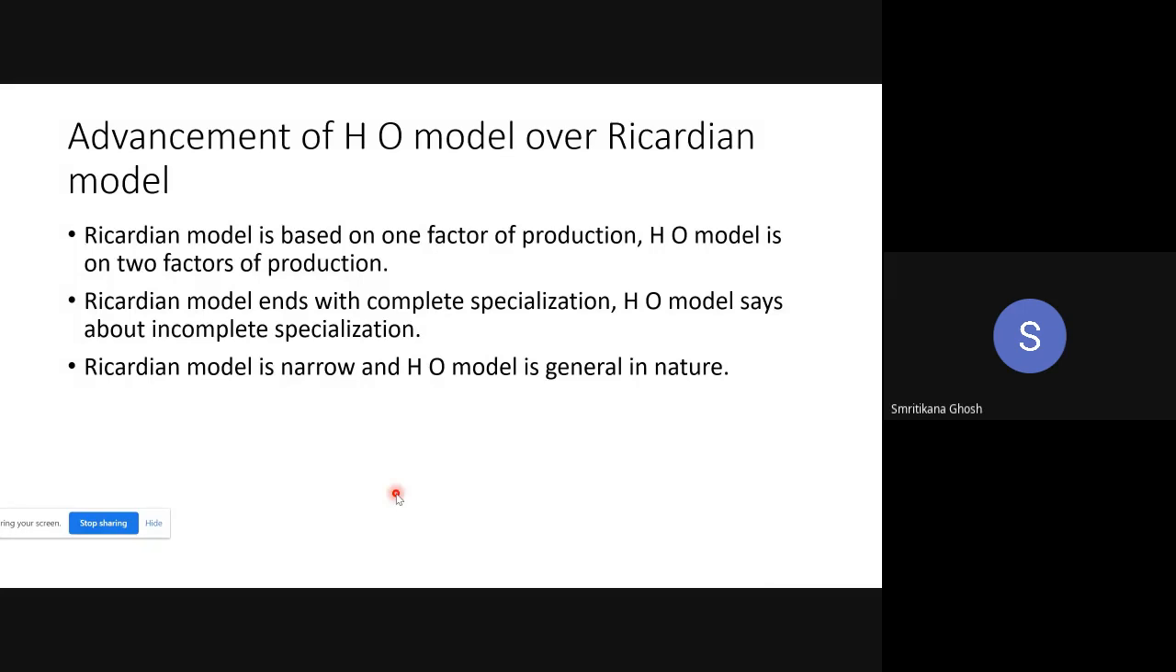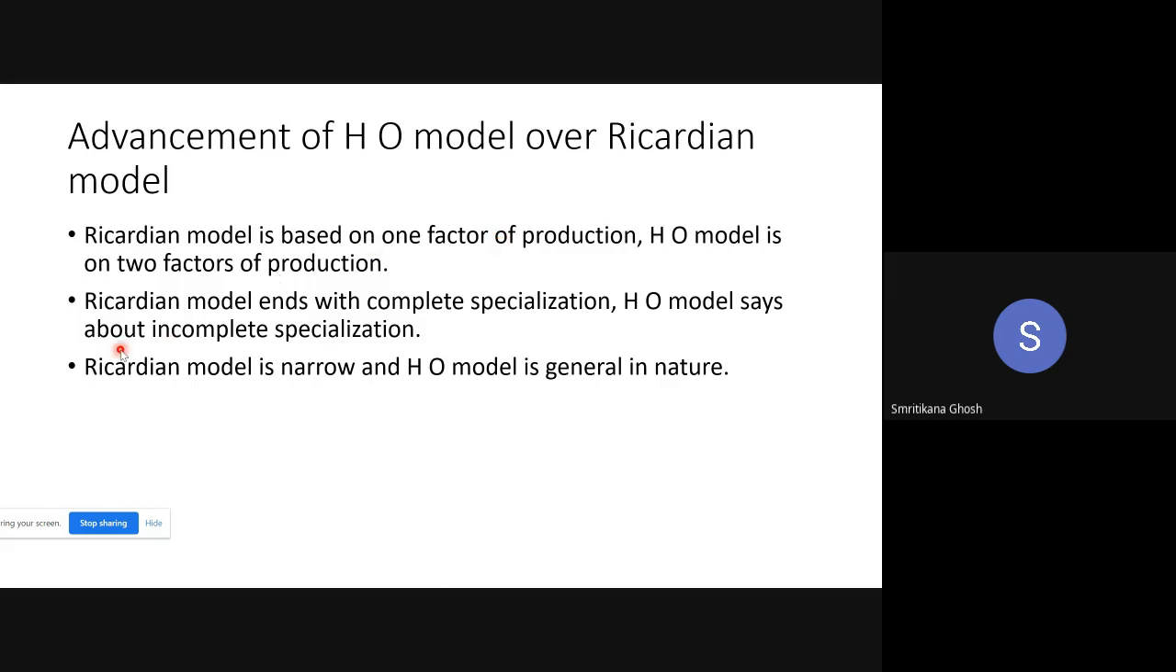First thing, the Ricardian model is based on one factor of production and the HO model is based on two factors of production, right? In the Ricardian model, we assume there is only labor to produce. But in the HO model, there are labor and capital. Both factors are there for the production. This is the first advancement.